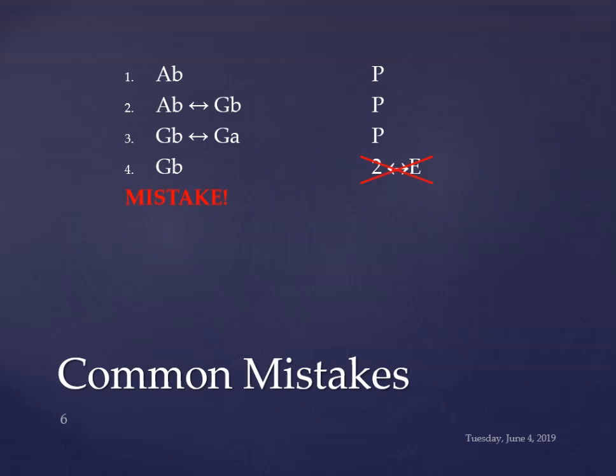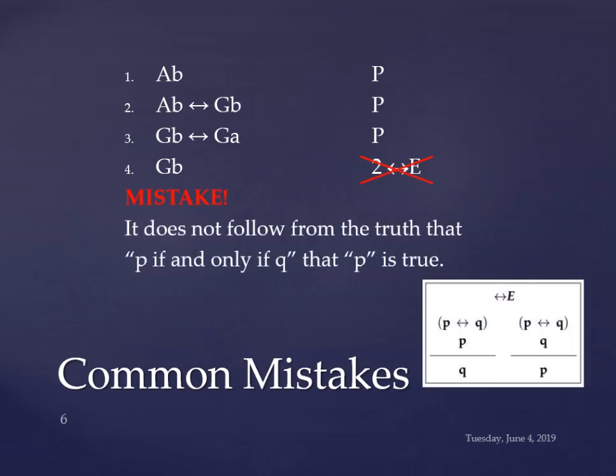That's a mistake. It just does not follow from the truth that P if and only if Q, that P is true. We know that biconditionals can be true if P and Q are false. So you can't do that. You have to cite 2 lines. If you wanted this GB here, you'd have to use the A, B on line 1, and then line 2 to get GB.